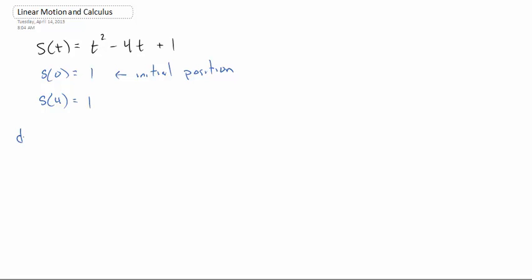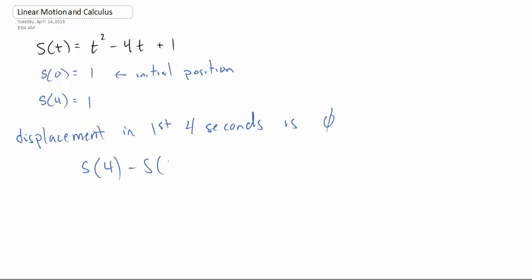So the displacement in the first 4 seconds is 0. It would be the position at 4 seconds minus its initial position at 0 seconds, or 1 minus 1, which is 0. Well, S4 minus S0, that looks strangely like the evaluation of a definite integral.